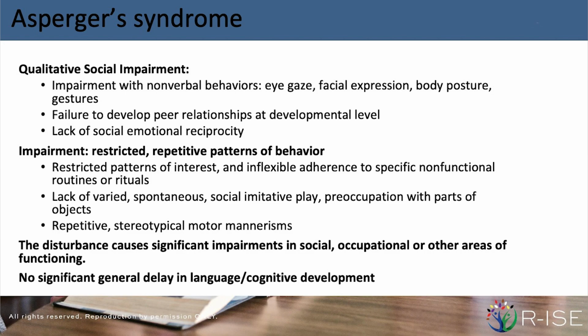The disturbance causes significant impairments in social, occupational, or other areas of functioning. There's no significant general delay, though, in language and cognitive development. Oftentimes, individuals who would have otherwise been characterized as having Asperger's syndrome or high-functioning autism actually have extremely high IQs, are incredibly intelligent, just that they're lacking the ability to socialize.